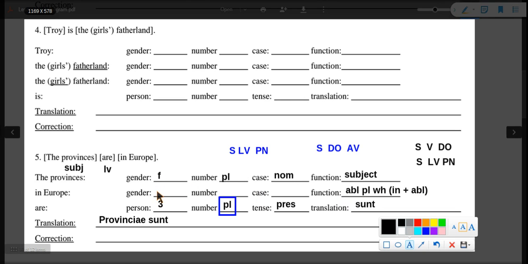Now, to identify the word Europe, its gender will be feminine. Its number, singular, we only have one of them, and its case, as we identified in our construction, will be ablative.